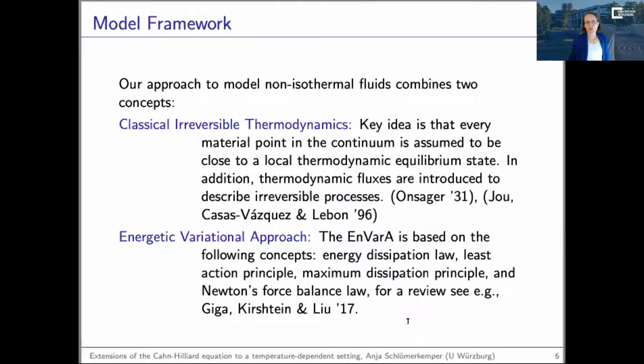The model framework is classical irreversible thermodynamics, which goes back to Onsager. The idea is that if we think of the continuum, then we are close to a local thermodynamic equilibrium state at every material point. And there are irreversible processes going on, which lead to thermodynamic fluxes.